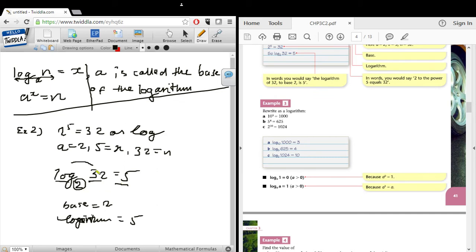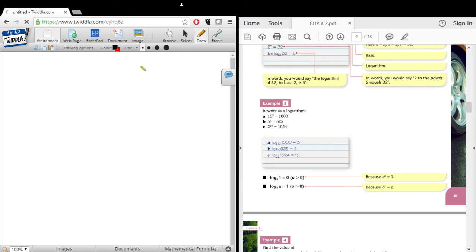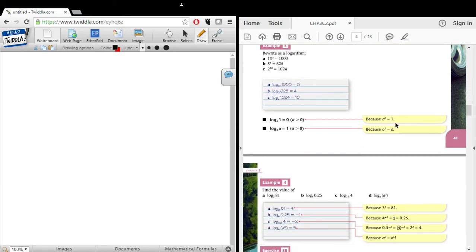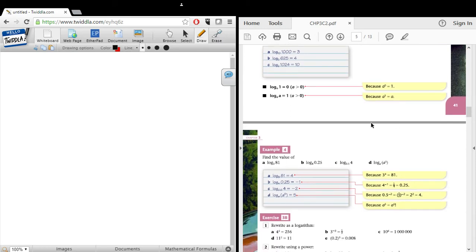So it goes like this, and then it goes like that. So there's a way of saying it, something for you to remember. So again, it asks you here to rewrite all of them as such. This is just an important rule here, okay?